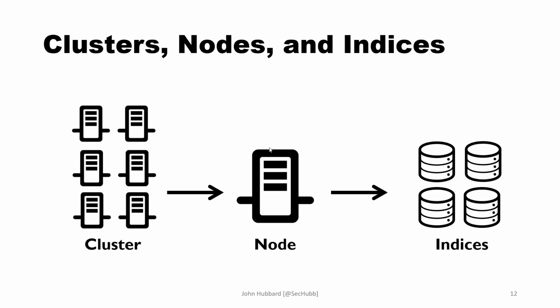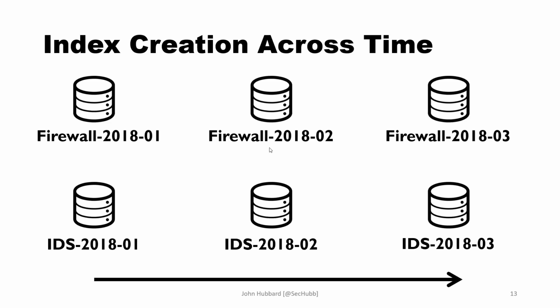Like most SIEMs, you're putting logs into some sort of database or permanent storage mechanism. Elasticsearch uses what's called an index. So there will be multiple indices that you will be sucking all of your logs into and storing there. When I say index, think database, but it's not quite the same, but it's close enough for comparison purposes. So we'll go with that.